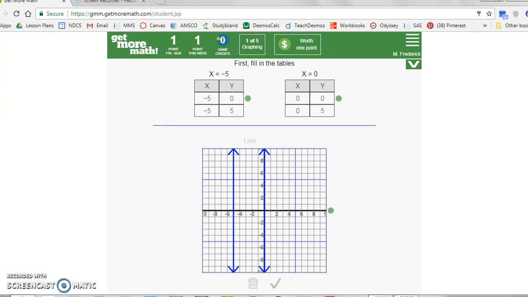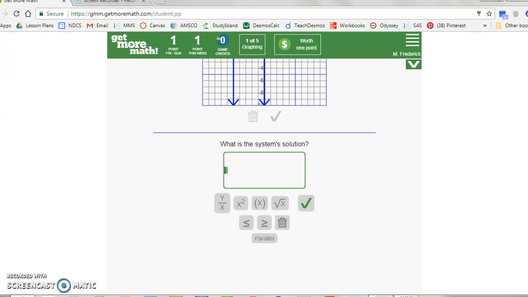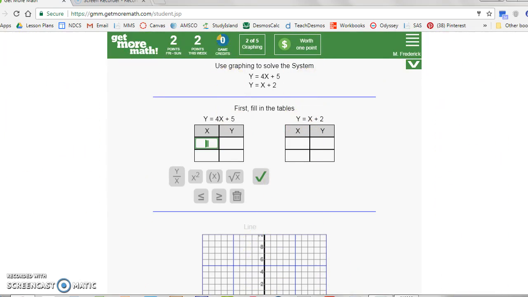Remember before in our last problem, we had that the solution to our system was the point where these lines intersected. However, these lines don't intersect. Therefore, for the system's solution, we're going to select parallel. That is equivalent to saying that there is no solution for that graph.